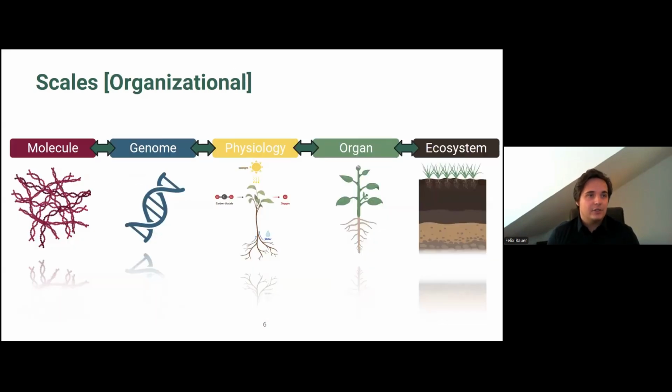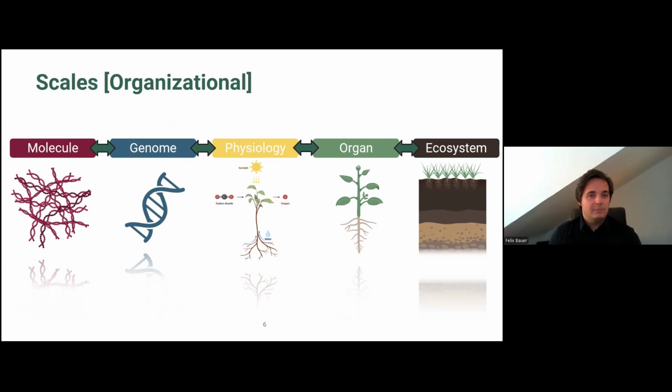So there's another scale, which is the organizational scale, if you look at the plant itself. It ranges from molecules, genome, there's the plant physiology, which is probably the best-known scale in plant science. There's the organ scale, if you look at different organs such as leaves, root types, so primary roots, similar roots, for example, the crown roots, or the stem itself, the hypocotyl. There are so many organs that you can look at. And there's the ecosystem scale, which is basically the interaction of different plants with the environment and each other.